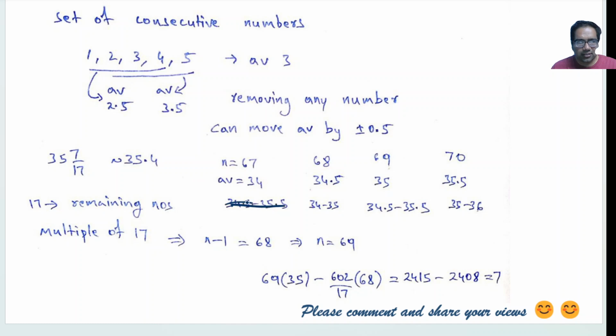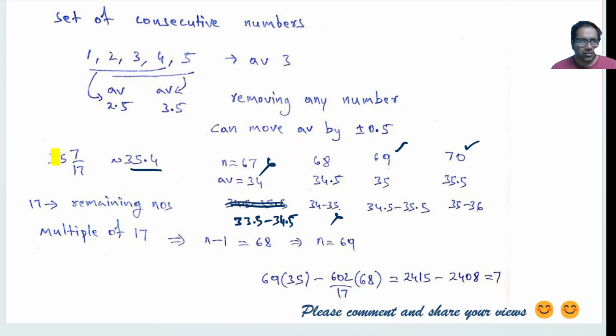In this case, it can move between 33.5 and 34.5. And if the original average is 34, clearly we are not concerned about this, because our average is 35.4, which is greater than this one. We are not concerned about this also, because here the limit is 35. We are left with these two options only. The original average can be 35 or 35.5, so that the new average can become 35.4.